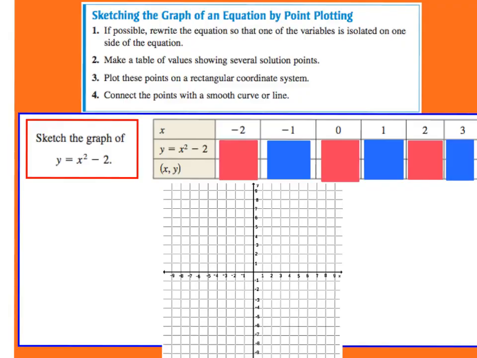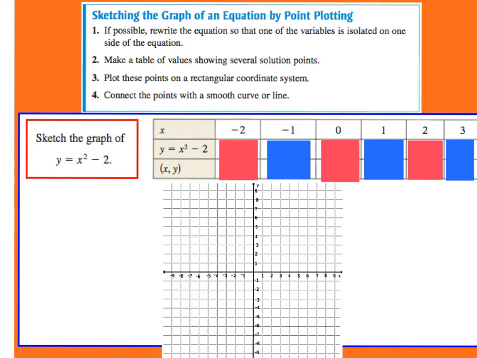Okay? So now we're going to graph by plotting points. We're rarely going to do this, but just to make sure we know what to do, here we go. So we're going to sketch a graph of x squared minus 2. First of all, what kind of graph is x squared? Yeah, it's a parabola.